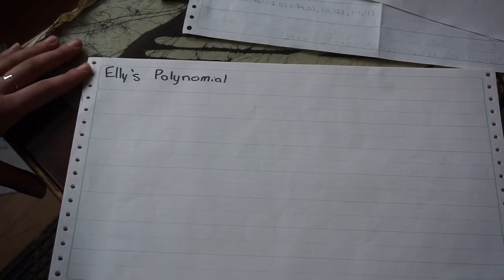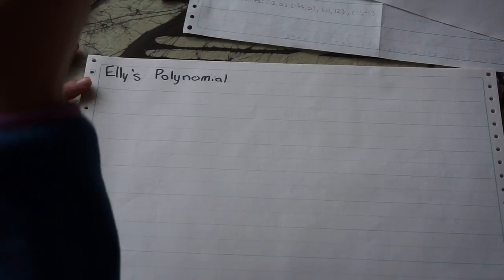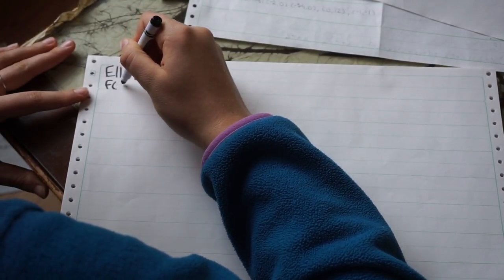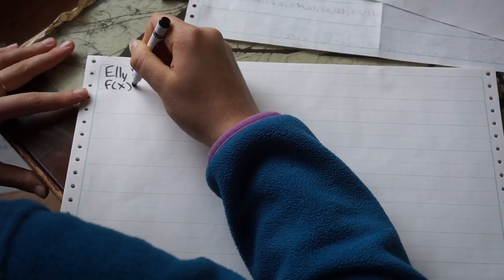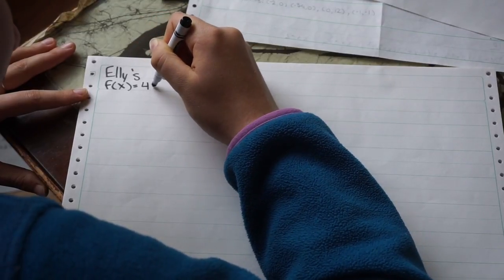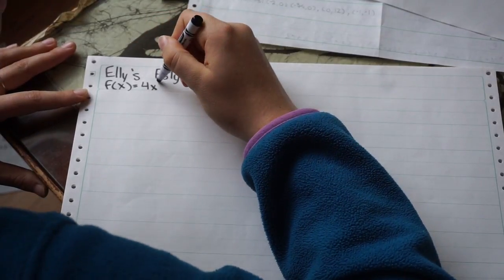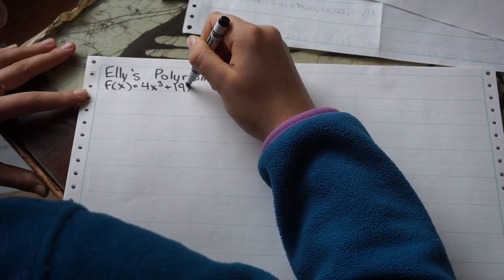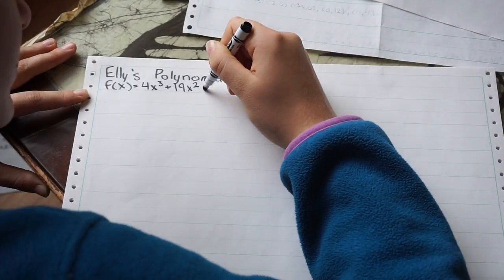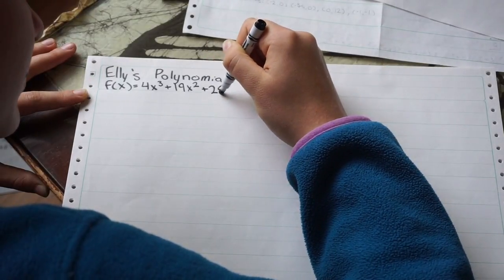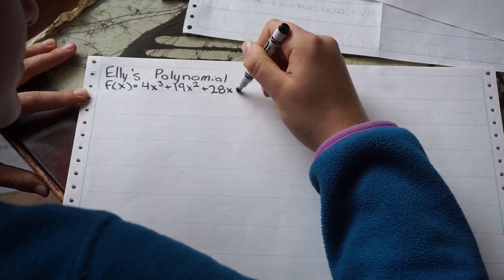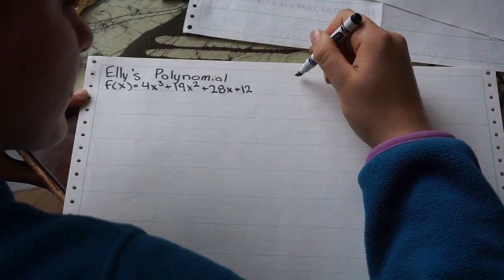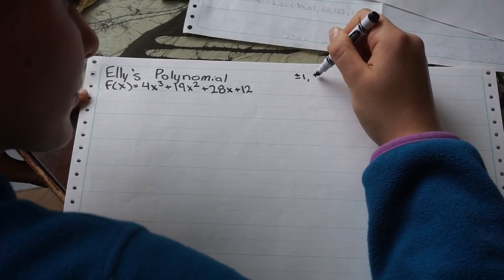This is Elly's polynomial function. F of x equals 4x cubed plus 19x squared plus 28x plus 12. To solve this, the first thing we need to do is find all the possible factors of this equation.